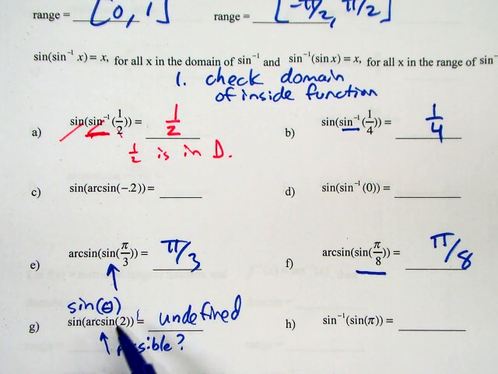We can't even get started with this one because it's impossible to find an angle theta where the sine is 2. Okay?